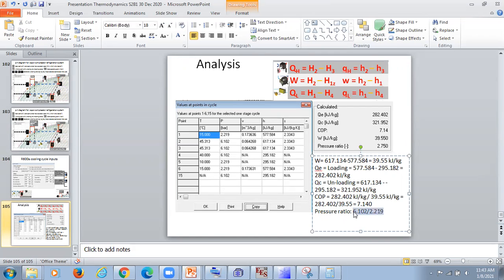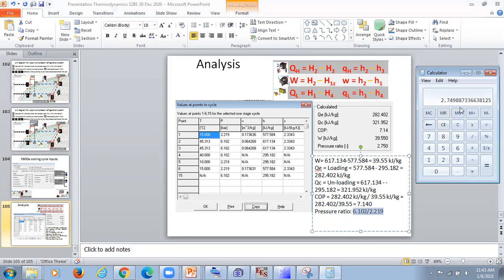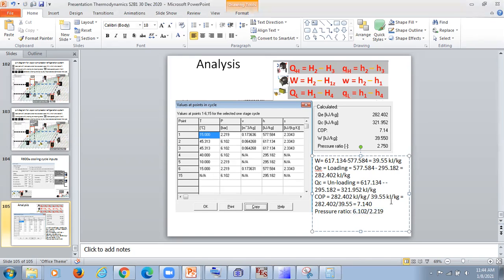So let me take this, clear this, paste. 2.749. Now see here, pressure ratio is 2.75. So 2.749 is very close to 2.75. Okay, this is the pressure ratio, bar divided by bar. It's a unitless value, same as COP. So all are calculated, and the system also for this calculation.